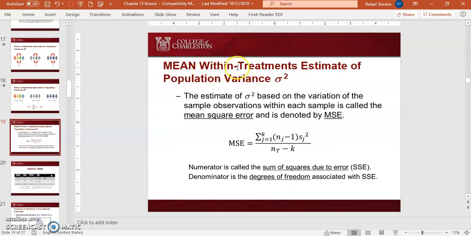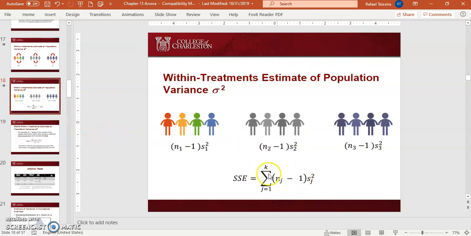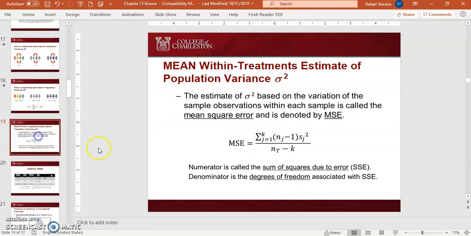So we can have the mean within effect, the mean within variance. The estimator of this variance is based on the variation of the sample observations within each sample, which is called the mean squared error, denoted by MSE. In the numerator, we have the sum of squares due to error, which is the same thing I just showed you.